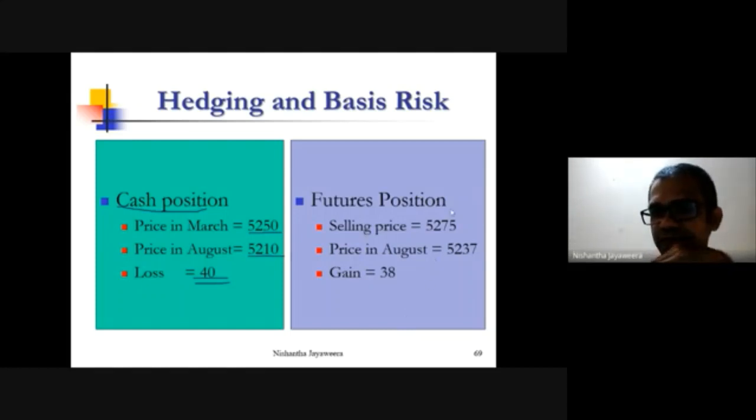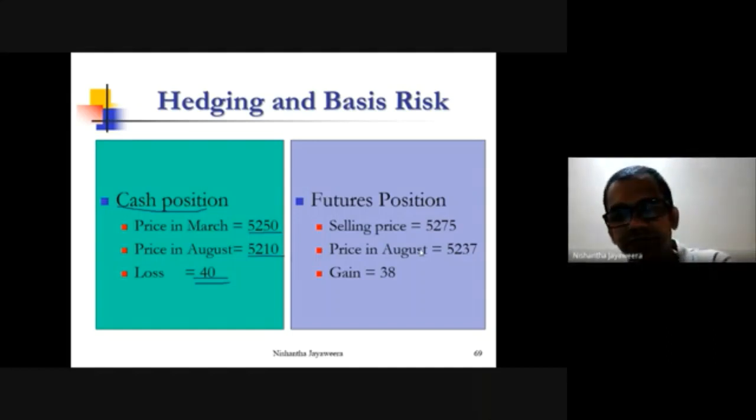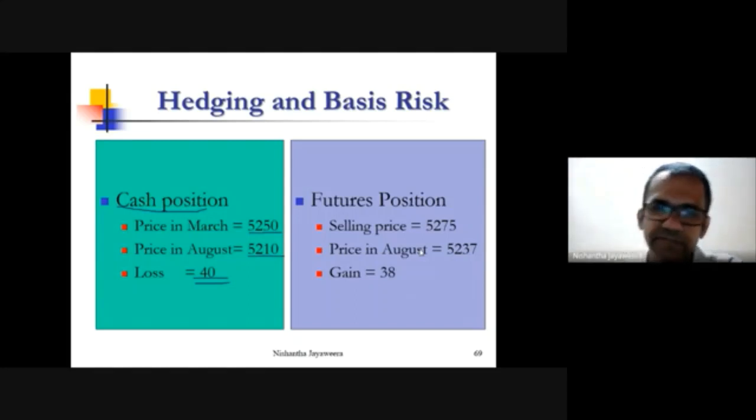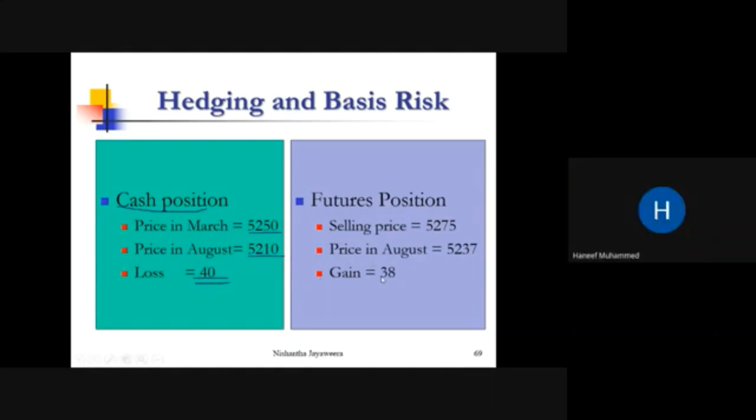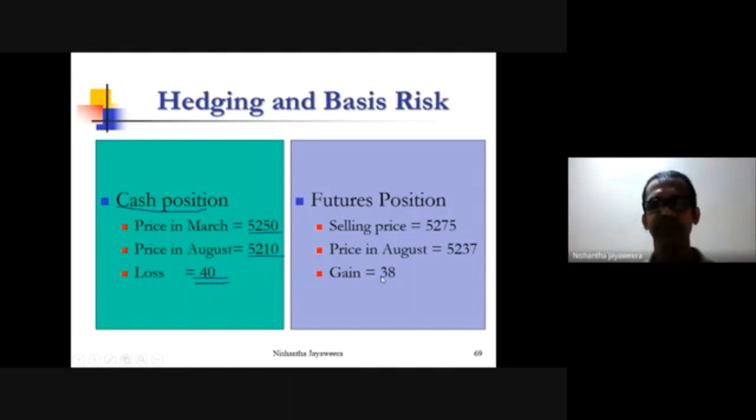Earlier, in March, the basis was -25. In August, the basis was -27. You can see there's a decrease in basis by 2 points. That's the same as the loss we incur here. That's the basis risk. Because of the change in basis, our hedge may not be perfect. Depending on the change in the basis, we will make a gain or loss.